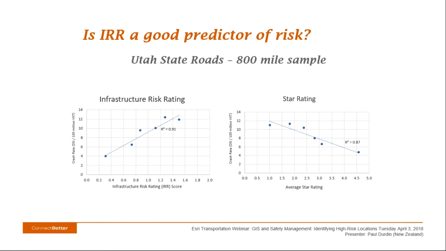What this demonstrates to us is that IRR is at least as good a predictor as star rating, if not better. And one thing I should point out here is that the IRR factors that have been applied to the Utah state roads are the New Zealand calibrated factors, so they haven't even been calibrated to the US specific environment to pick up any differences in the way risk manifests in the US compared to New Zealand. So that's a very encouraging sign that IRR is a good tool for predicting crash risk.